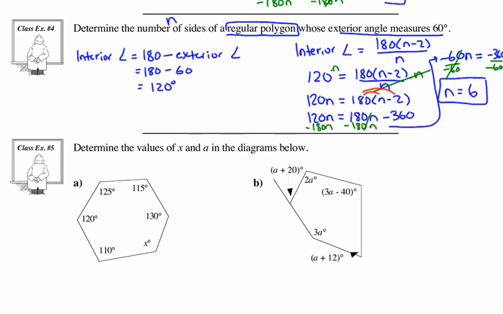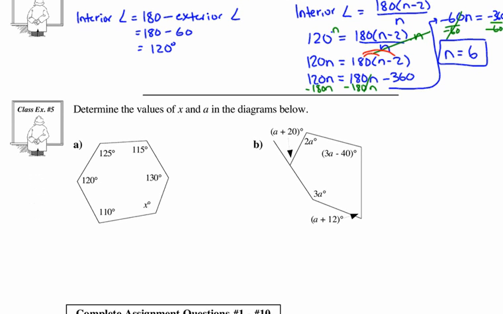And last example here. So determine the value of x and a in the diagrams below. So the question here is, we need to figure out what all of these angles are adding to in order to figure out what x is. So how many sides does this shape have? Well, it has 6 sides. So what's the total sum of all the angles? Remember, the sum is equal to 180 times (n minus 2). And in this case, what's our n equal? Number of sides is 6. So 180 times (6 minus 2), or 180 times 4.